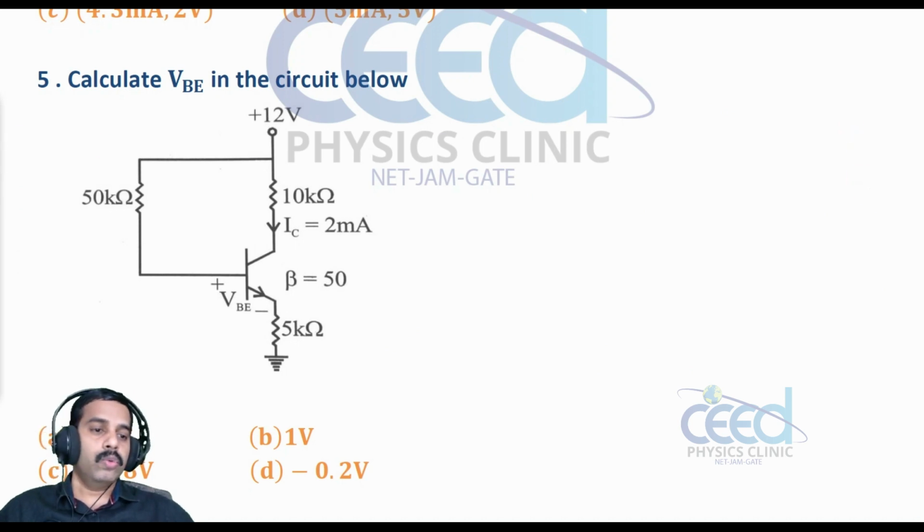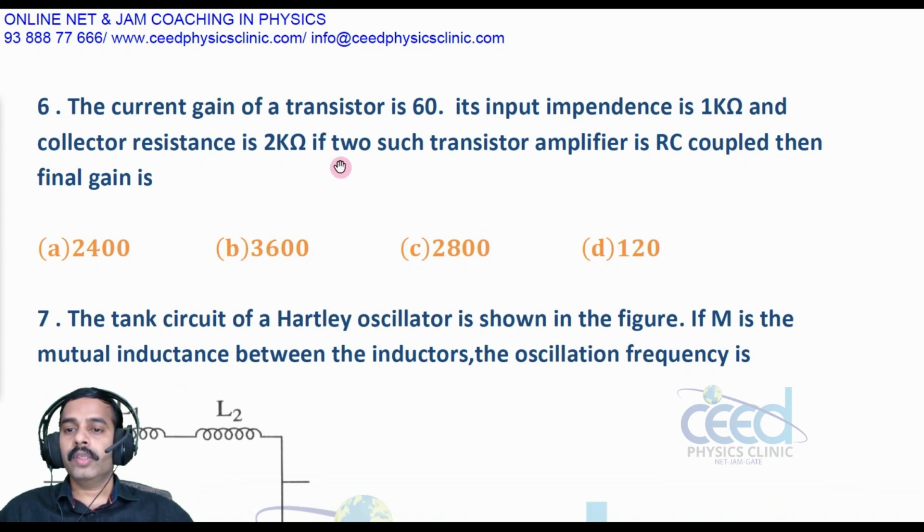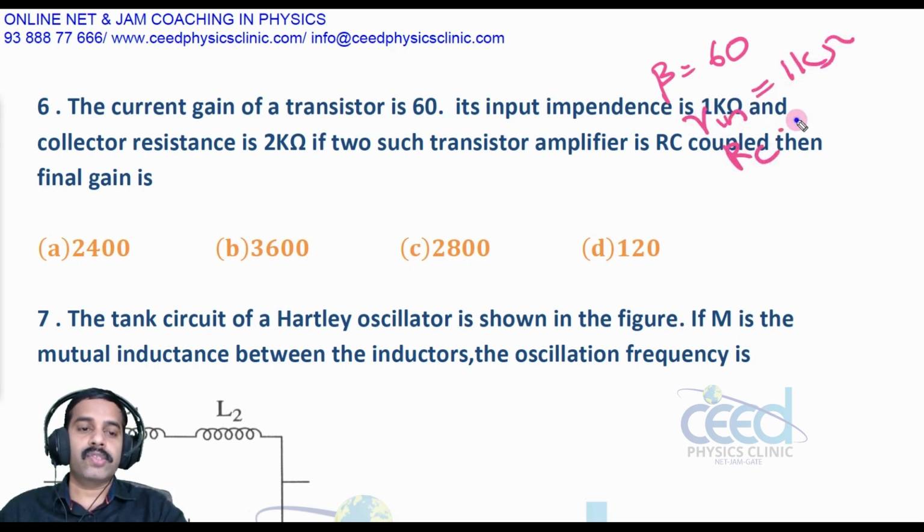Right. Now let us come to another question. The current gain of the transistor is 60. Current gain beta is given, that is 60. The input impedance R in is given, that is 1 kilo ohm. And collector resistance RC is given, that is 2 kilo ohm. And two such transistor amplifiers are RC coupled.